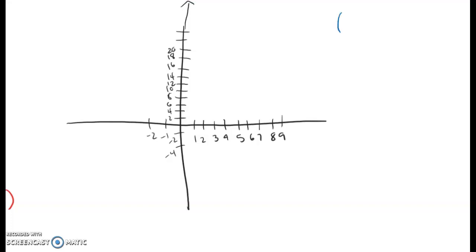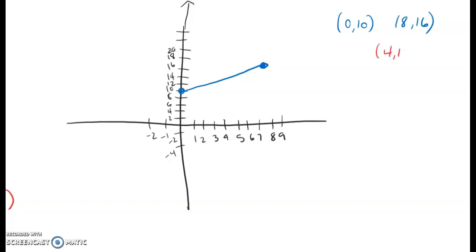So the first point was (0, 10), and the second point was (8, 16). So (0, 10) means I have 0 movement on the x-axis, but up to 10. And then (8, 16) means I move 8 on the x, and then up to 16. The distance is the length of the line segment between the 2 ordered pairs.